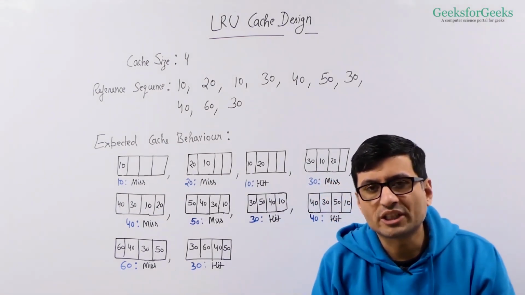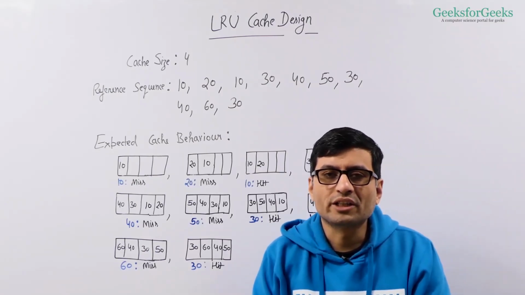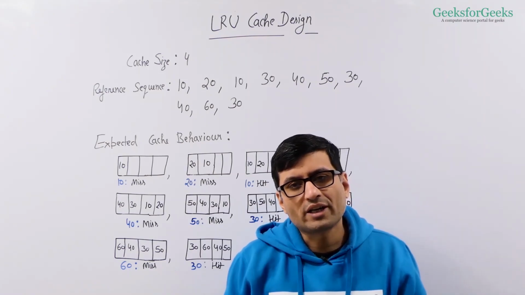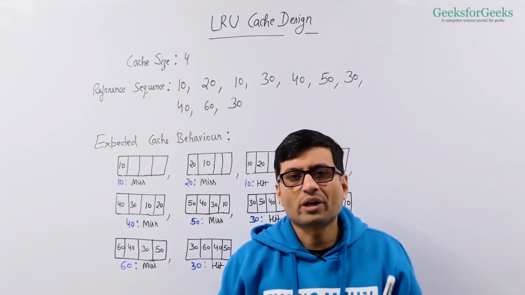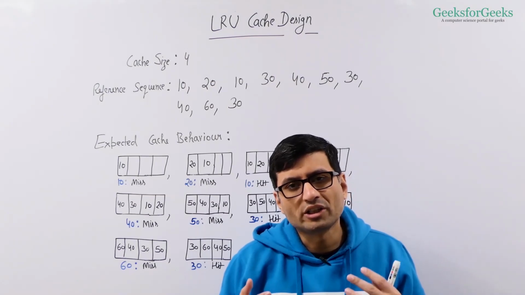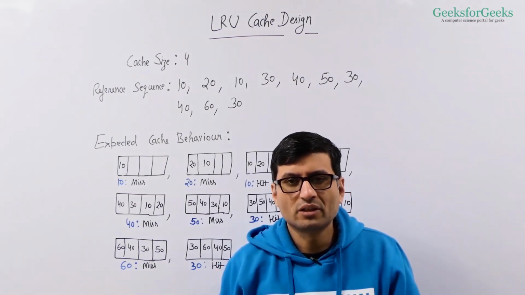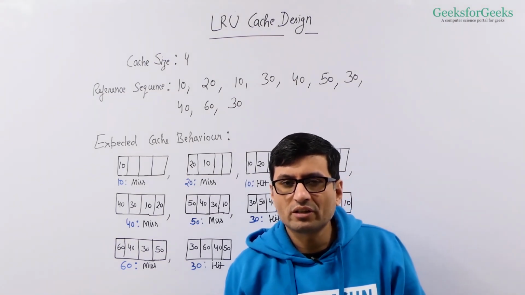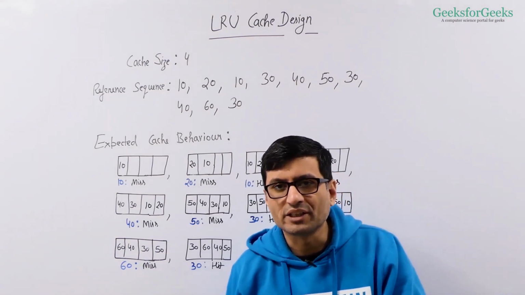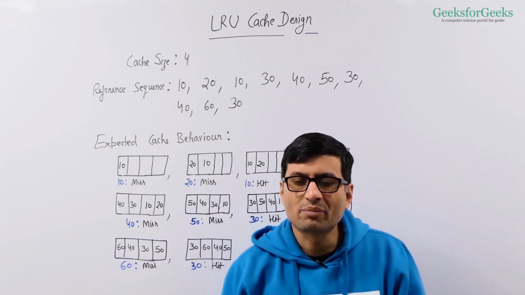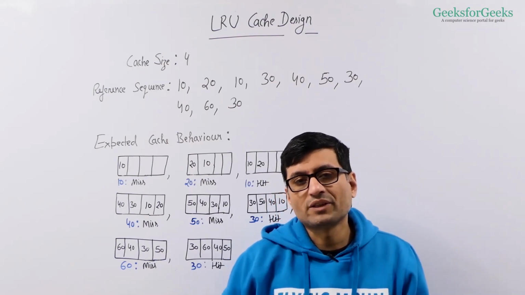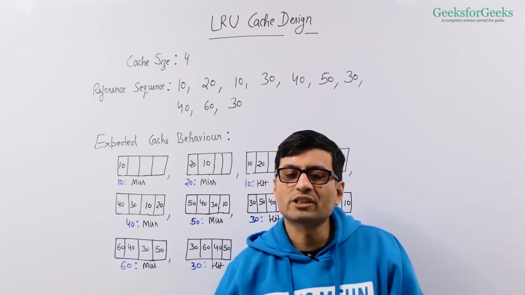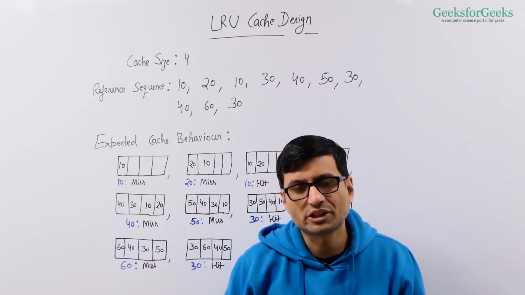In this LRU design question, we need to design a data structure that supports these operations. You are given a capacity internally. When you refer an item, if it's already there in your data structure, then you mark it as most recently used. And if it's not there, and if your cache has empty space, then you insert it and again mark it as most recently used. And if it's not there and your cache is full, then you need to remove the least recently used item and insert this item and mark it as most recently used.